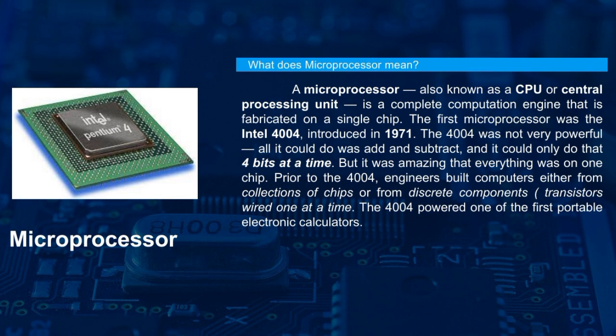A microprocessor, also known as a CPU or Central Processing Unit, is a complete computation engine that is fabricated on a single chip. The first microprocessor was the Intel 4004, introduced in 1971. The 4004 was not very powerful. All it could do was add and subtract, and it could only do that 4 bits at a time. But it was amazing that everything was on one chip.